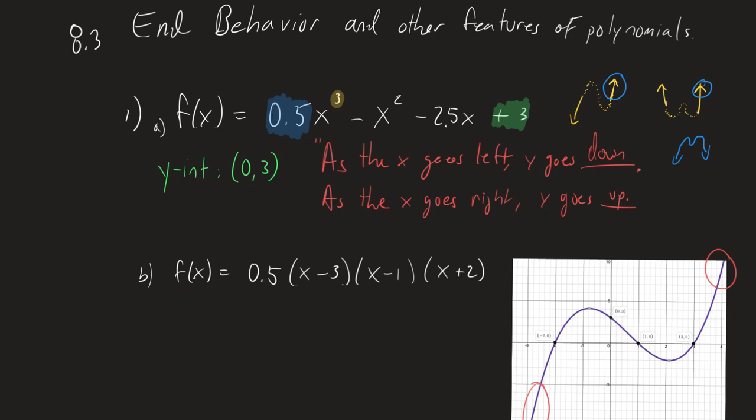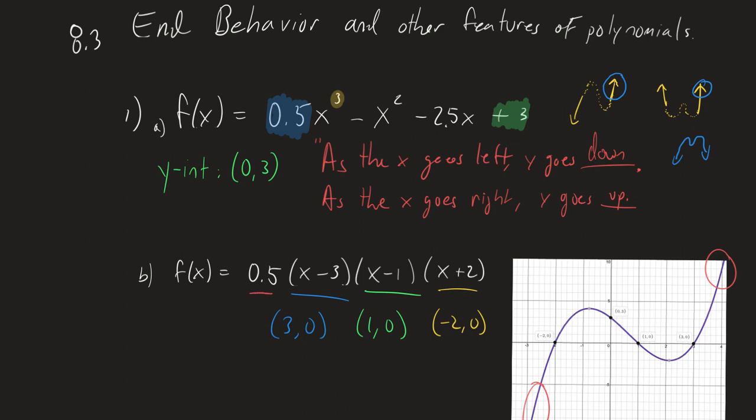From the factored form, we see the x-intercepts. So here one of the x-intercepts is at (3, 0). Another one is at (1, 0). And another one is at (-2, 0). Right? So we can see that (3, 0) is here, (1, 0) is here, and (-2, 0) is here. Gotta watch those signs. We can also see the y-intercept here. It just takes a little bit of work.